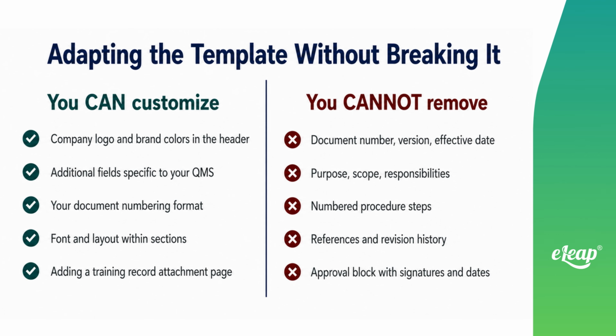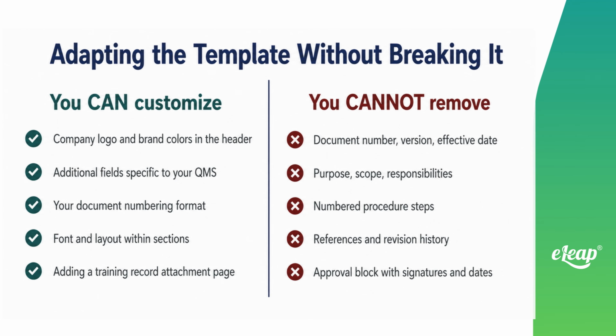Organizations often want to adapt the template to their own branding and systems. That is fine, with one rule. You can add to the template, you cannot take away from it. Adding your logo, your color scheme, additional fields specific to your QMS, your numbering format, all of that is customization that improves the template. Removing the document number because it seems redundant, or skipping the revision history because the procedure is new, that is breaking the template. The 8 required sections from the previous video are the floor, not the ceiling.